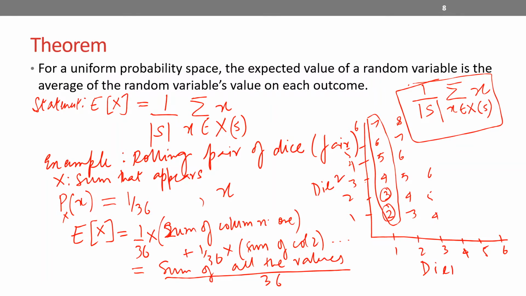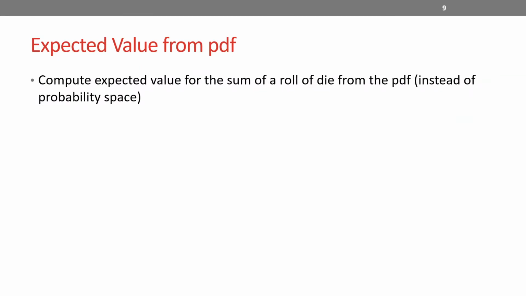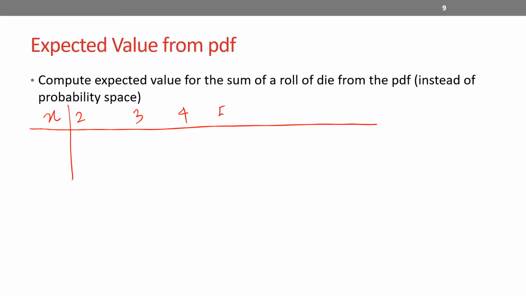Okay, let's look at the same problem from the point of view of a probability distribution function, because we are essentially trying to show that the expected value from the probability distribution function and the expectation from the probability space, which we just calculated, are actually the same thing. So let's again consider the PDF of the sum of two dice. I can write that down here quickly. All possible values of x are 2 up to 12: 2, 3, 4, 5, 6, 7, 8, 9, 10, 11, and 12.